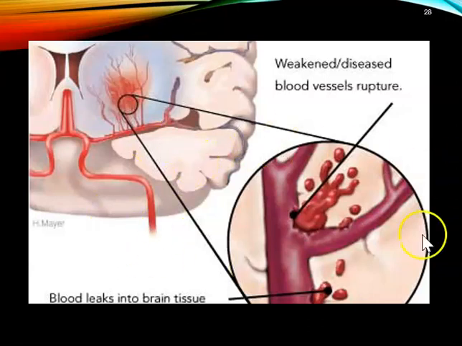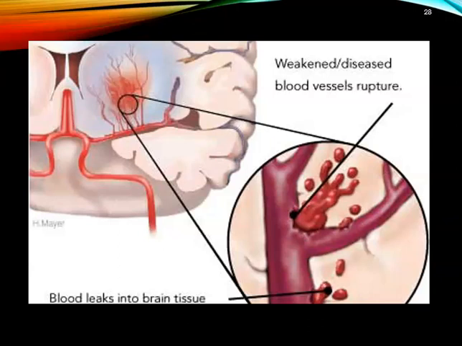And again, these types, the hemorrhagic type, is going to be often the most lethal. And I really want you to focus on the causes of this, because hypertension is going to be the big heavy hitter with hemorrhagic strokes.